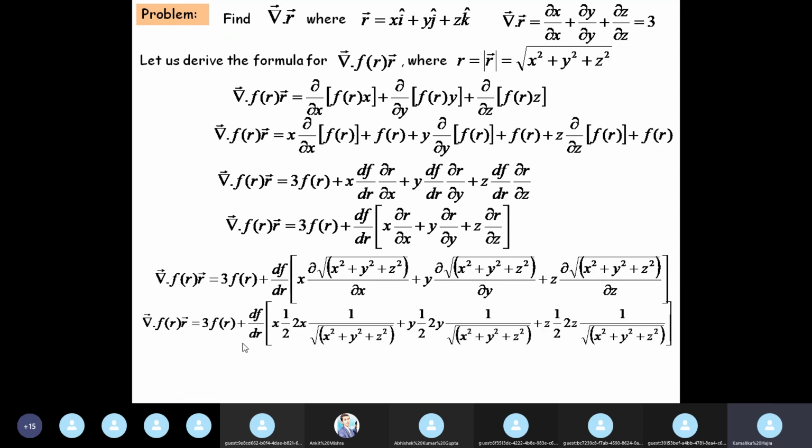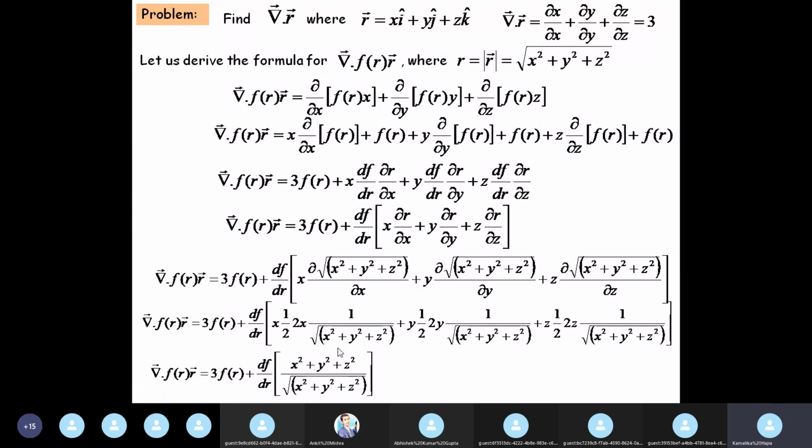Again 3FR and DFDR are still there. From this term here you get x. This gives you half into 2x into 1 by root over x square plus y square plus z square. Similarly, this term gives you y into half into 2y into 1 by root over x square plus y square plus z square. And the third term gives you z half into 2z 1 by root over x square plus y square plus z square.